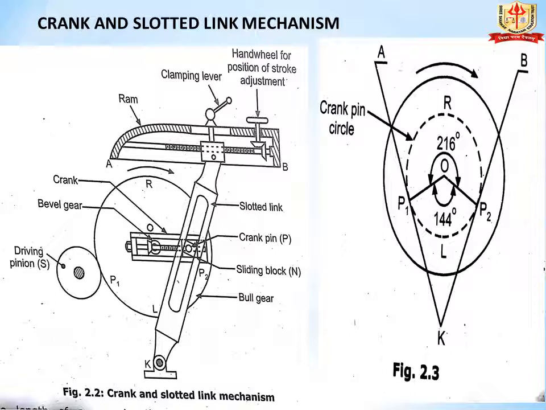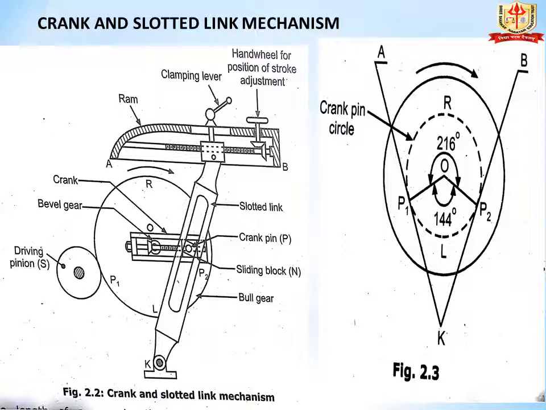The rotation of the crank pin in the same direction through the angle P2 L P1, I repeat, the angle P2 L P1, is 144 degree. This refers to the return stroke. As the angle P2 L P1 is smaller than the angle P1 R P2, the time taken for the return stroke is less than that of the forward stroke. So it is evident that the speed at which the ram travels during the return stroke is more.